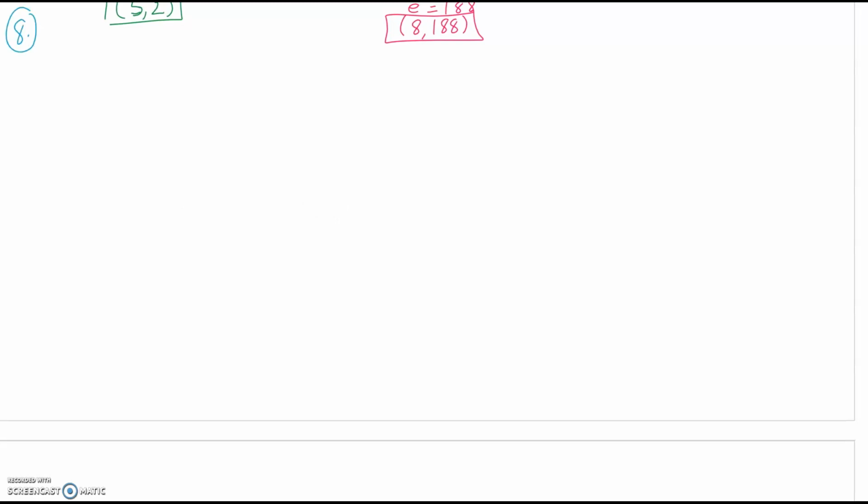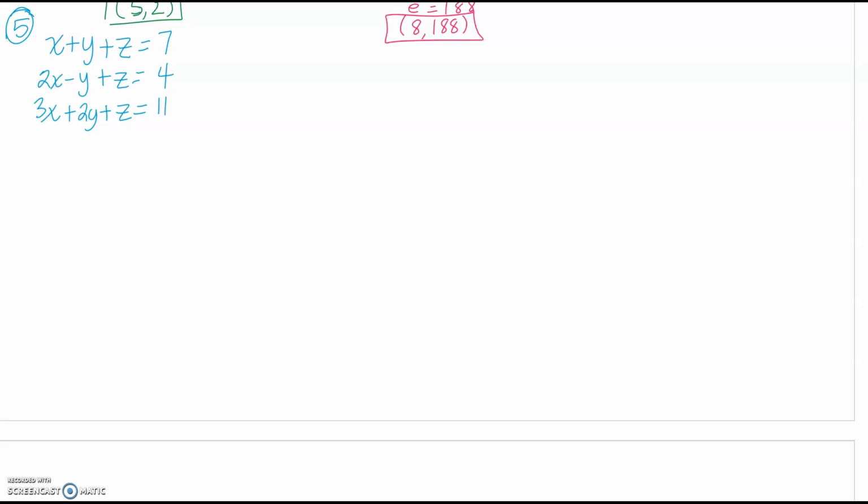So let's see. It's not number 8. It's number 5. Okay, number 5, we have x plus y plus z equals 7. I'm going to put a line through my z so it doesn't get confused for 2. 2x minus y plus z equals 4. 3x plus 2y plus z equals 11.